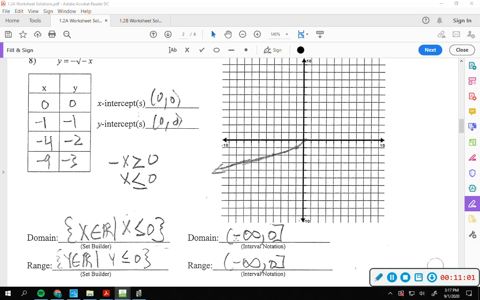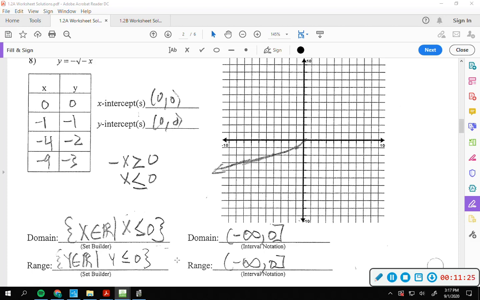But remember, anytime it's a less than situation, you start with parentheses, negative infinity, because it goes on forever to the left. Comma, the larger number goes on the right, but this time we want to stop. Just think of a bracket is a stop, but it also means included. That means 0 is included. If there was no equal to there, we would go parentheses.